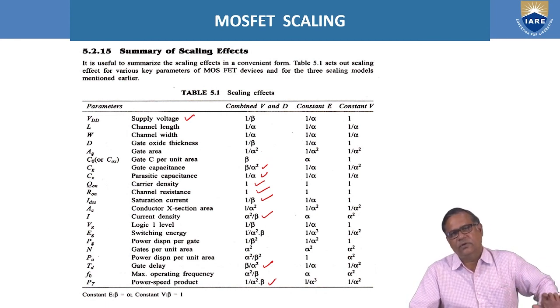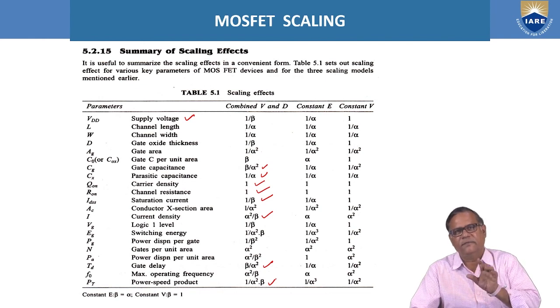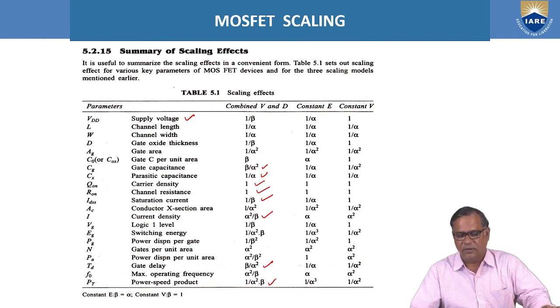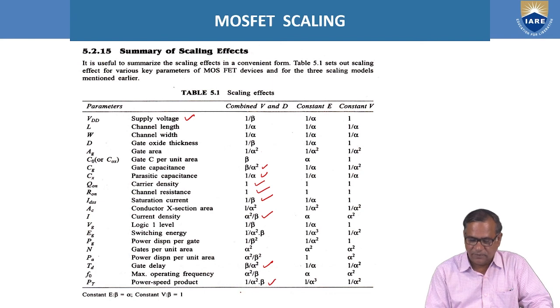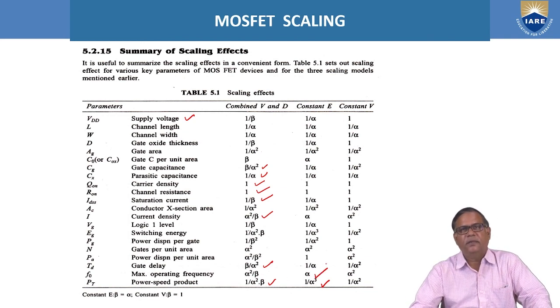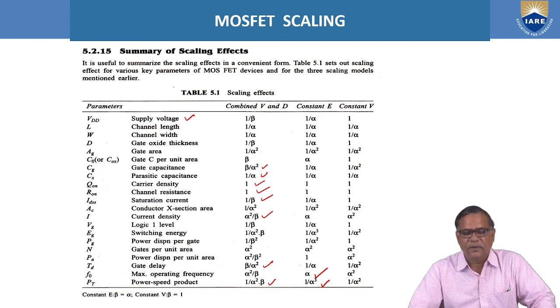For the constant electric field model, the formulas are obtained by substituting alpha wherever beta is there. So you have to assume that alpha is equal to beta for the constant electric field model. For example, the power speed product is 1 by alpha square beta. Putting beta equal to alpha, you get 1 by alpha cube. Similarly, the maximum operating frequency is alpha square by beta. Substituting alpha for beta, alpha square by alpha gives alpha. Like that, you get the formulas for the constant electric field model.